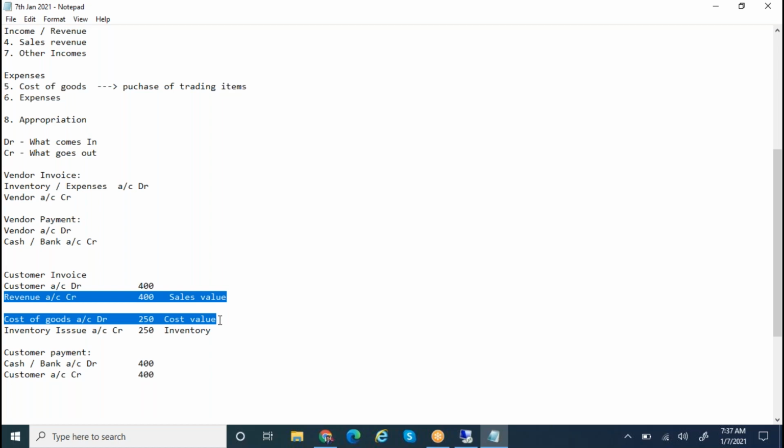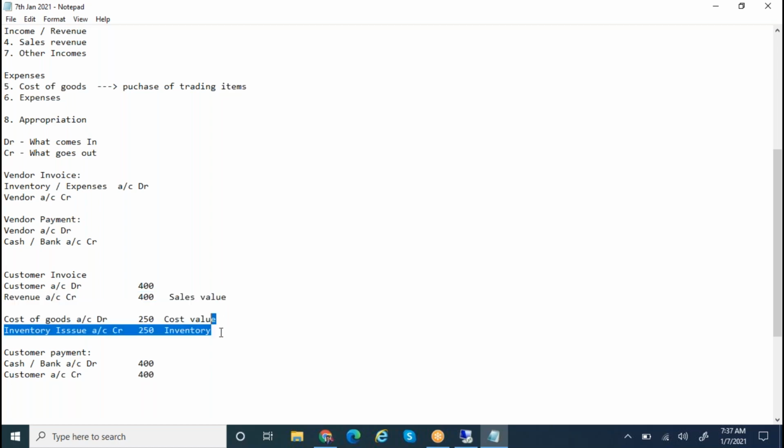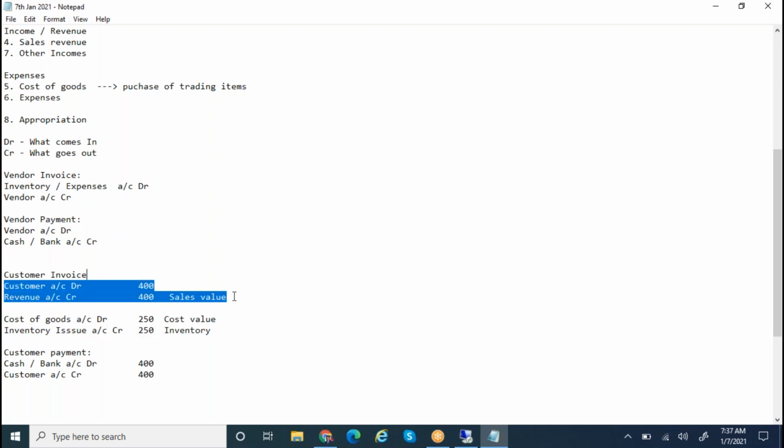It is not a journal entry. Okay. So this is tallied. This is one journal. The 250 is a profit to your organization at the end of the year. Okay. At the end of the year, it is a profit.